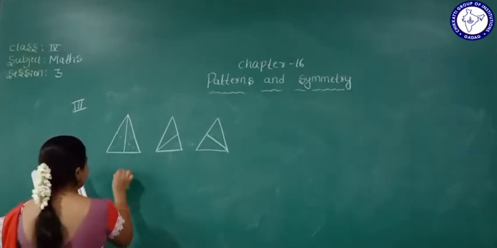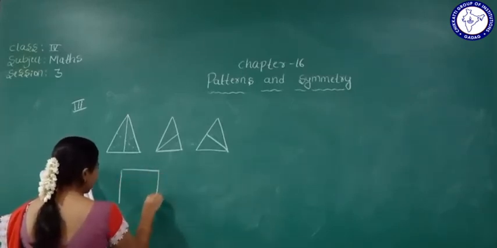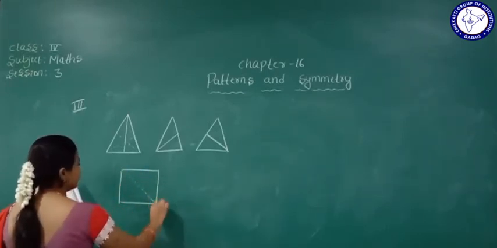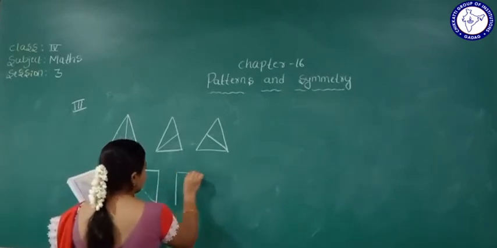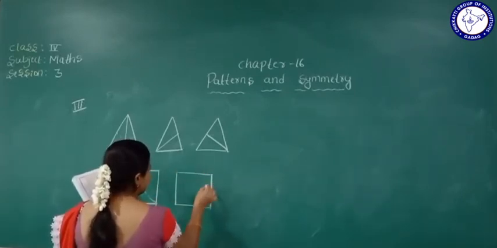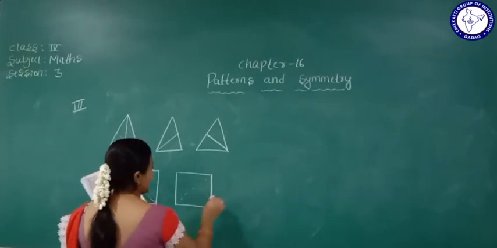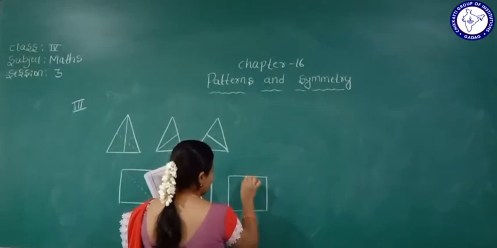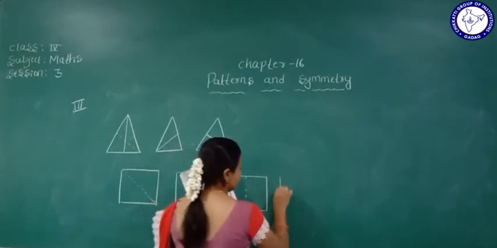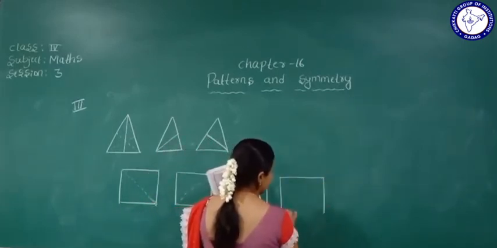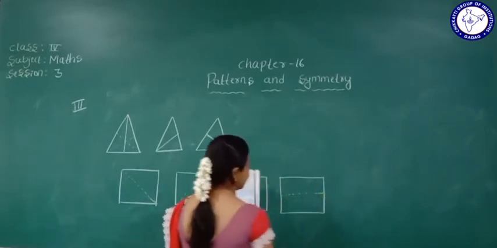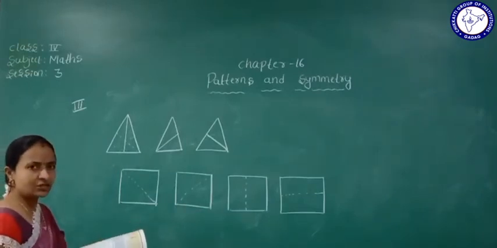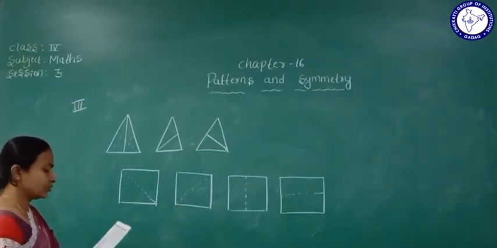Okay, next we go to the square. In a square we can see the symmetry like this, then we can see the symmetry like this. And next symmetry like this, and see the symmetry. Yes, so these are all symmetries we can see in the square. Understood? If we fold them, they lie one above the other.